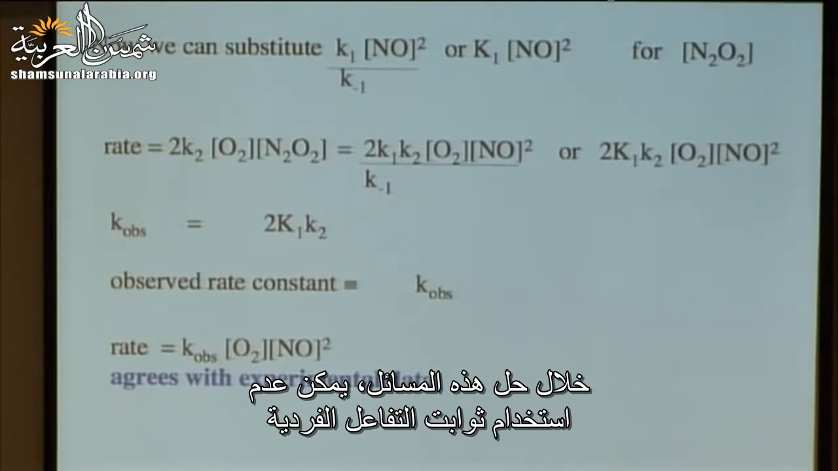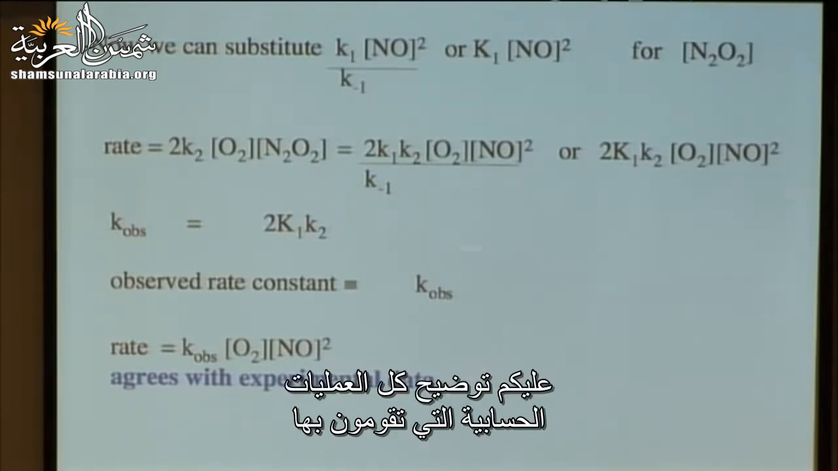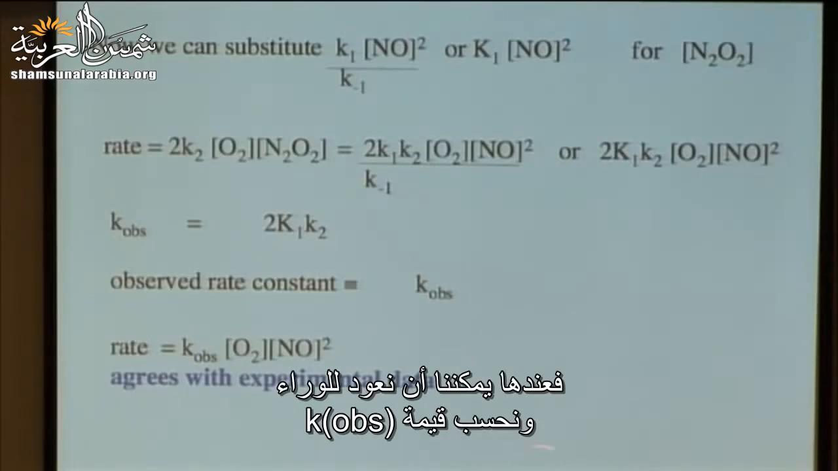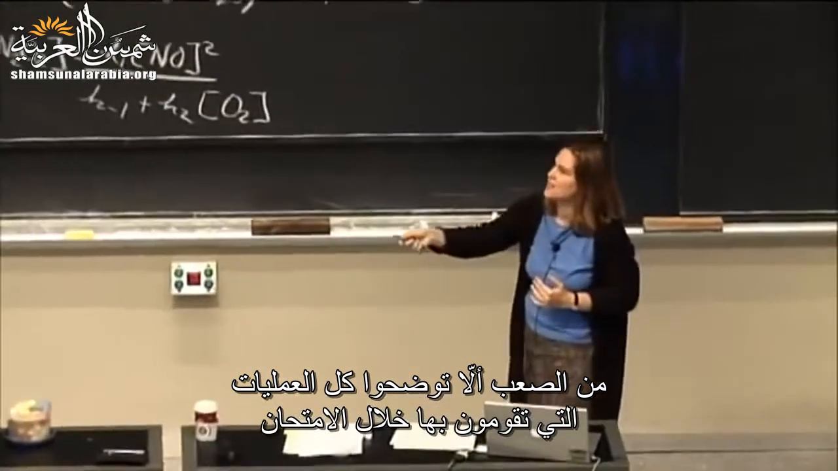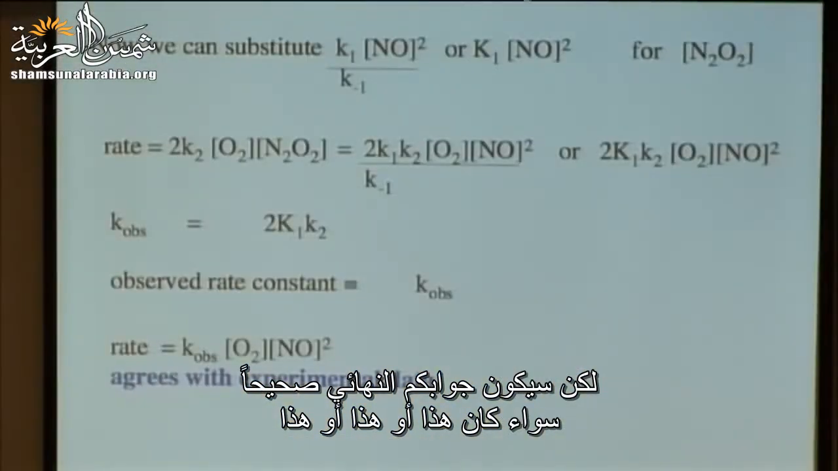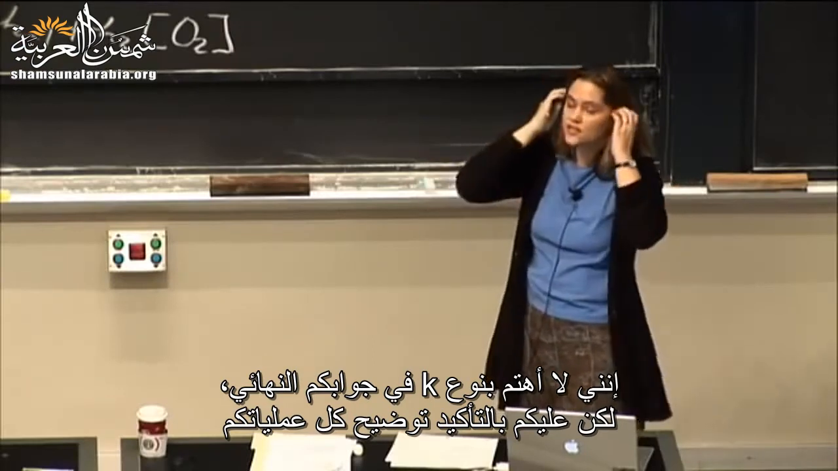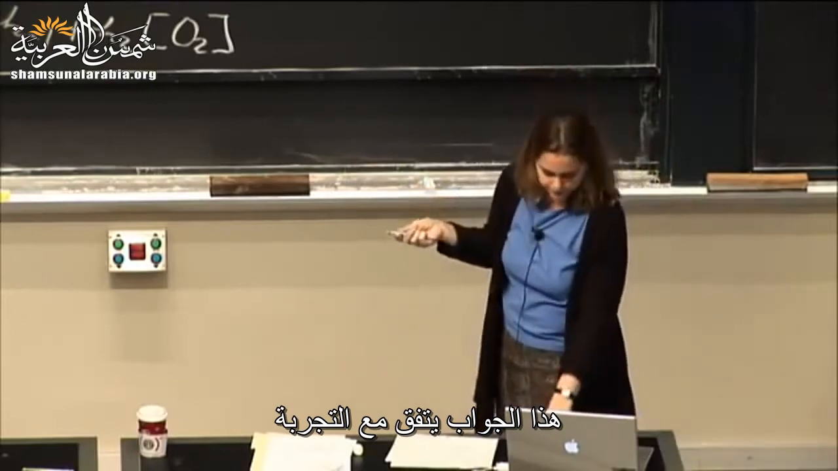And in doing these problems, it's OK to leave your little rate constants. It's OK to use equilibrium constants in there. You should show all of your work so that if you have a k obs in your final answer, we can look back and see what that was equal to. So it's hard not to show all your work as you're writing through all of these on a test. But you can end your answer. It would be correct to end your answer here or here or here. So I don't care which k is in your final answer, but definitely show all your work. So that agrees with the experiment.